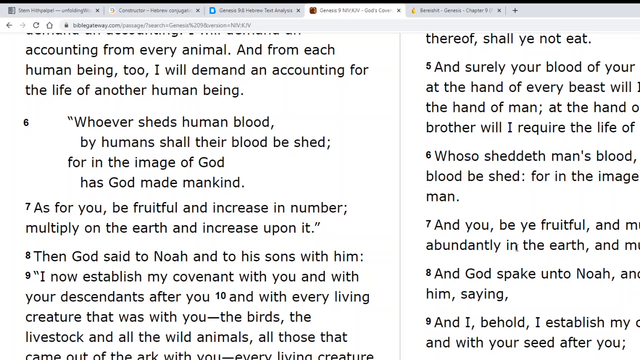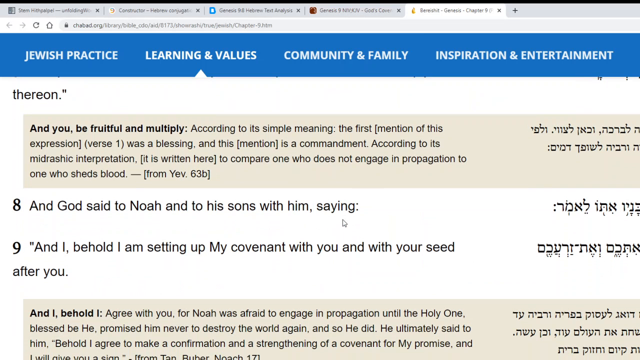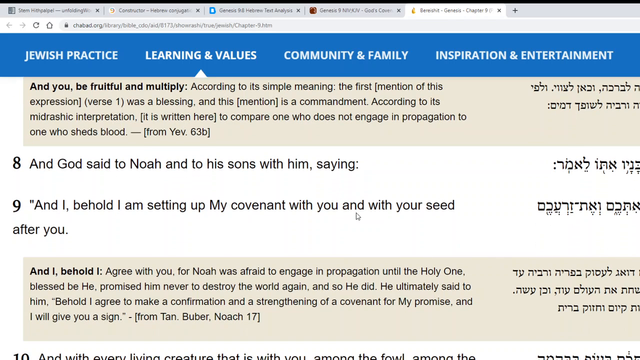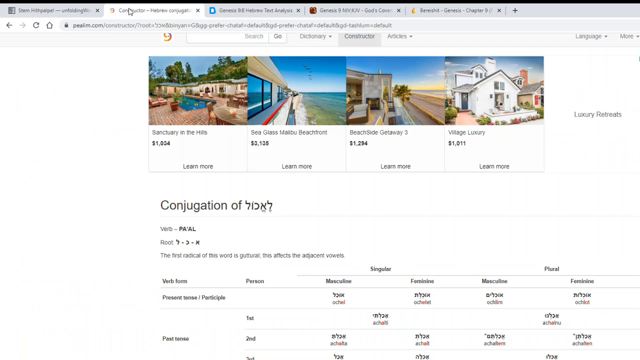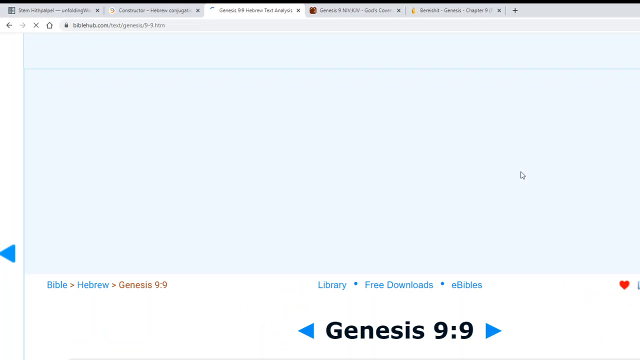Okay, let's see what verse 8 looks like in the King James Version. And God spake unto Noah and to his sons with him, saying, yeah. NIV: then God said to Noah and to his sons with him, and they don't do the saying, they don't do that repetition. Chabad: and God said to Noah and to his sons with him, saying. Okay, very similar translations.